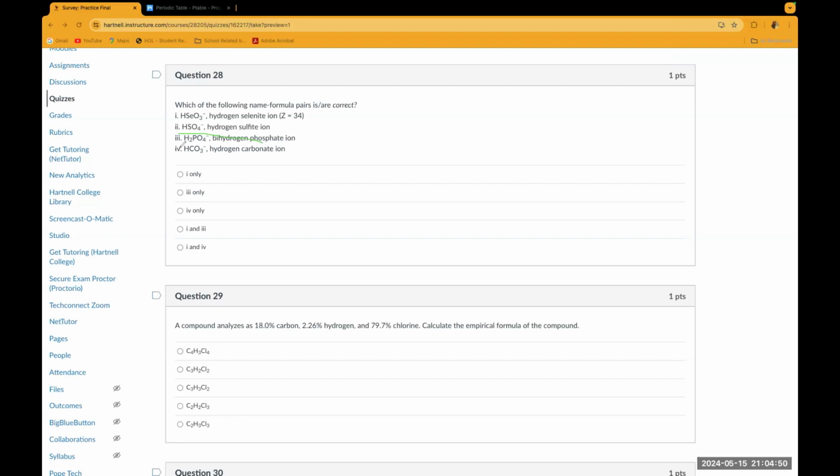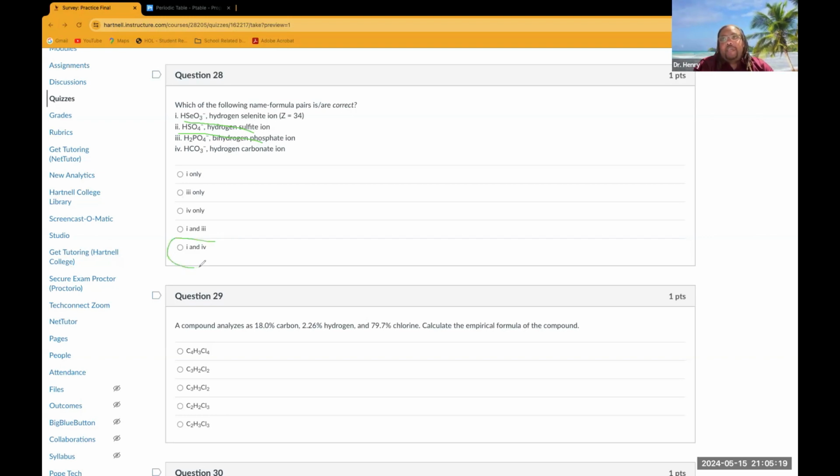The second one is wrong because sulfite should have 3 oxygens. Okay. Let me just look at carbonate real quick. Carbonate. That one looks good. I think both of them look good. Okay. So actually, both of those are correct.